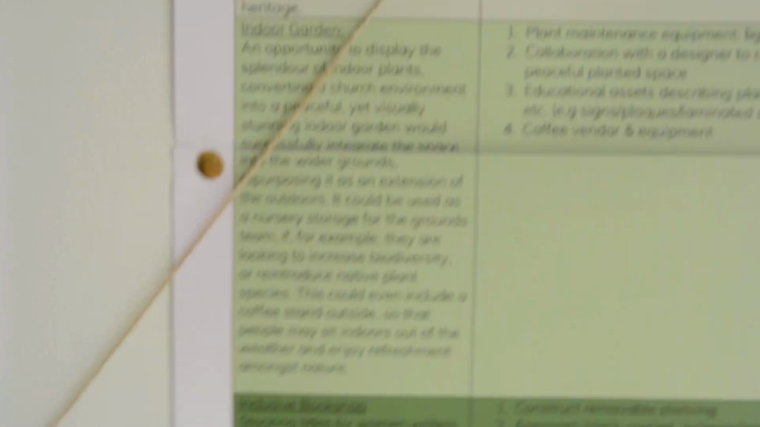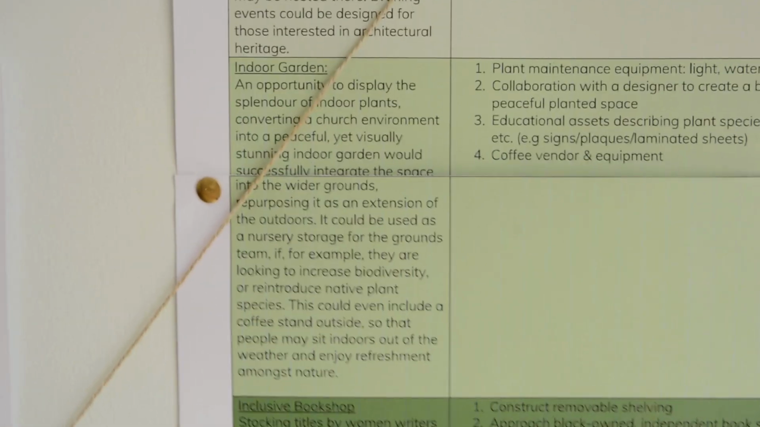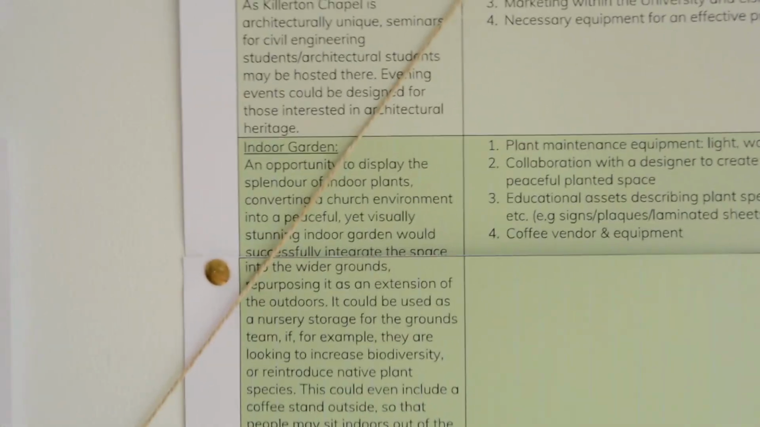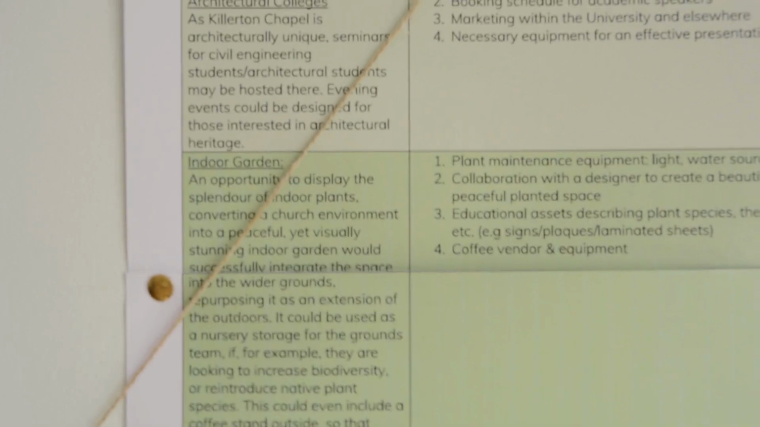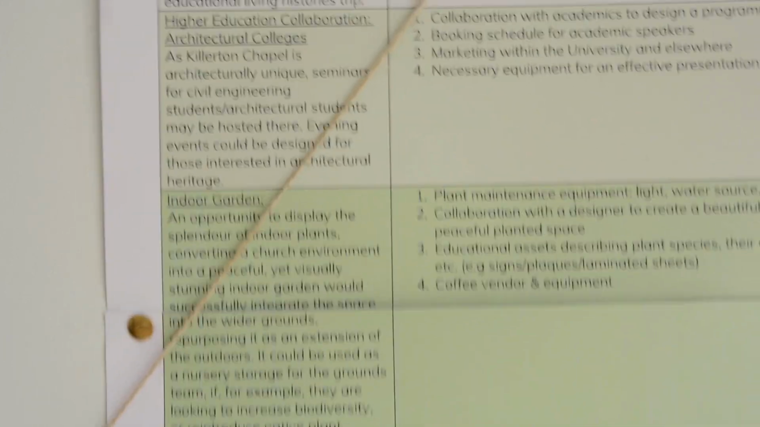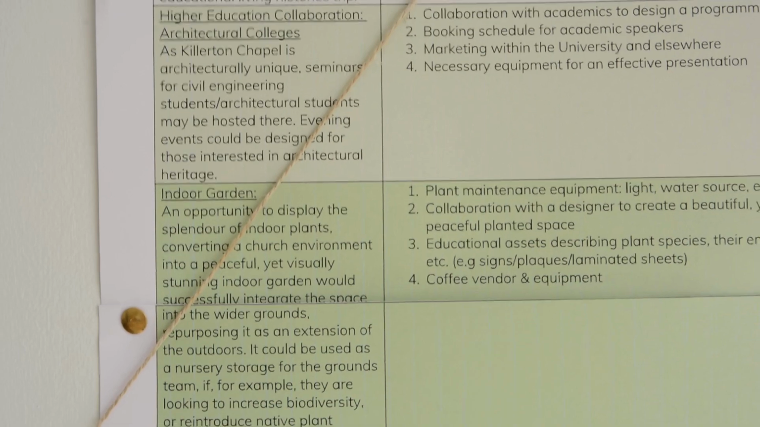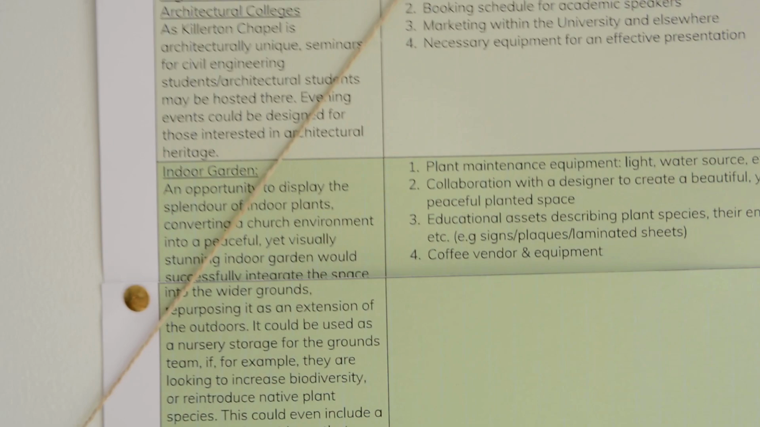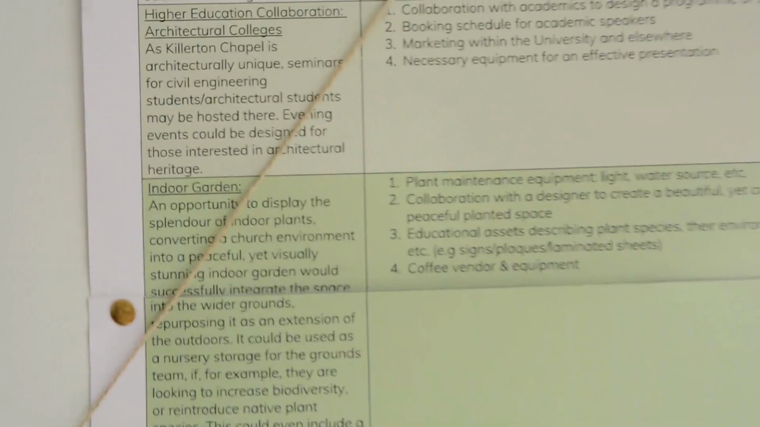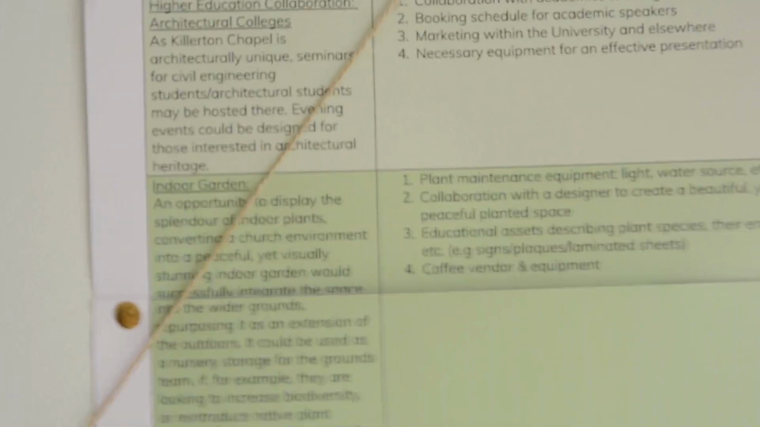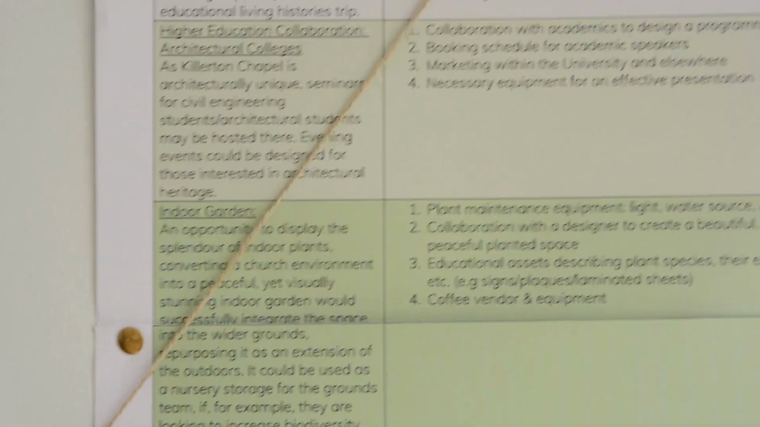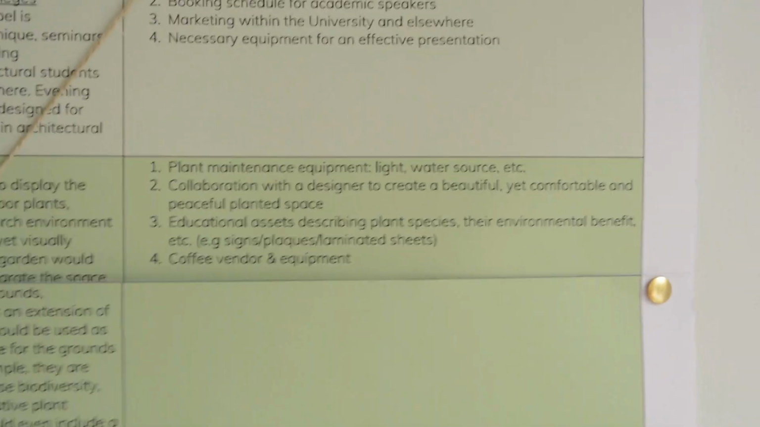Now, the fourth idea I was actually really quite fond of. This was the idea to transform the interior space into an indoor garden. It would be an opportunity to display the splendour of indoor plants, converting a church environment into a peaceful yet visually stunning indoor garden, to successfully integrate the space into the wider grounds, repurposing it as an extension of the outdoors. It could be used as a nursery storage for the grounds team if, for example, they're looking to increase biodiversity or reintroduce native plant species. This could even include a coffee stand outside so that people may sit indoors, out of the weather, and enjoy refreshment amongst nature.